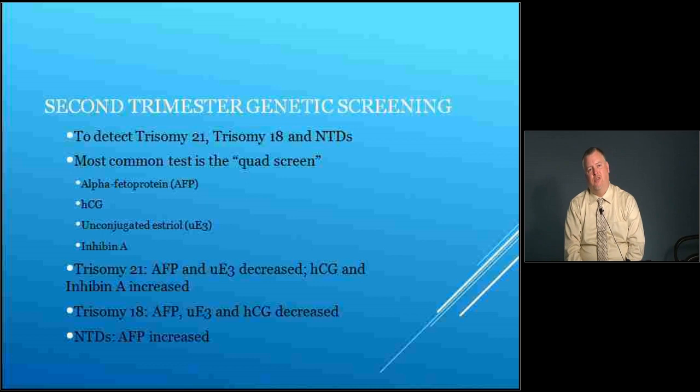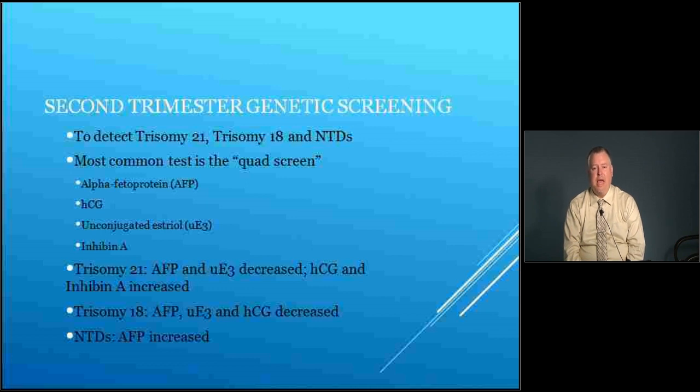We can also do second trimester genetic screening. That's also used to detect trisomy 21. We can also detect trisomy 18 and neural tube defects. The most common test is the quad screen, and that includes alpha-fetoprotein, or AFP, HCG, unconjugated estriol, and inhibin A. And the combinations that we'll see is in trisomy 21, or Down syndrome, the AFP and the unconjugated estriol levels will be decreased, and the HCG and the inhibin A levels will be increased.